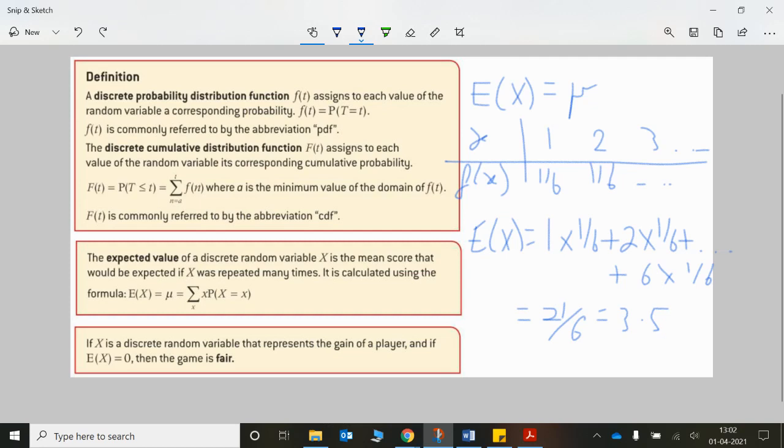So one final thing is in the notes. It says that if x is a discrete random variable that represents the gain of a player, and if E of x is equal to 0, then the game is fair. When they talk about gain, often you'll be presented with situations where you're given the payback from the game, the particular game that you're looking at. That can be seen as a sort of revenue, but often there will be a cost to the game. So when we think of gain in this sense, it's a bit like thinking about profit, profit being your revenue, what you're getting back, take away your costs. We're going to look at an example next where this is the case.